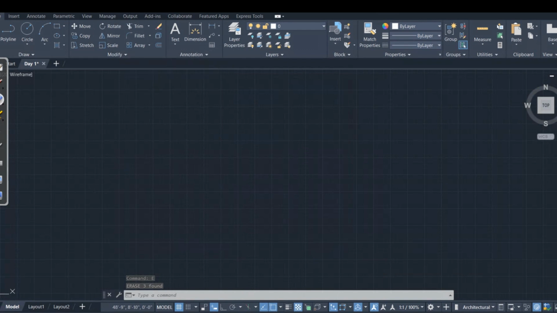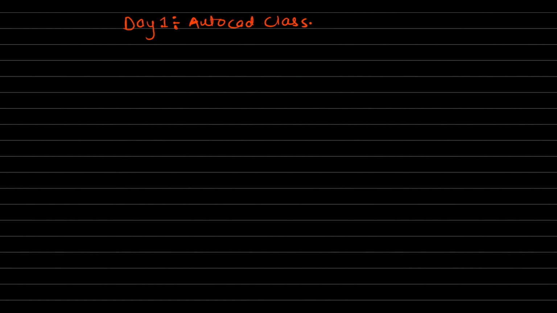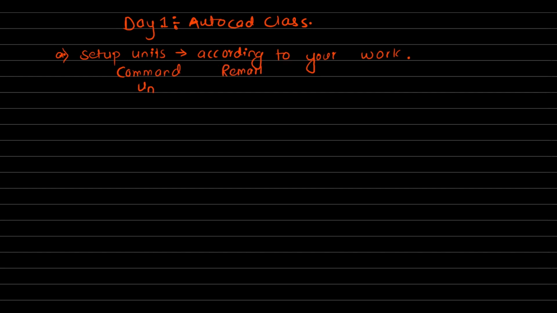Now there is one thing to do. At first, after opening AutoCAD and working in your file, you must set up units according to your work. For that we need the command UN, and what does it do? Setting of units. You can just write it in your notebook.